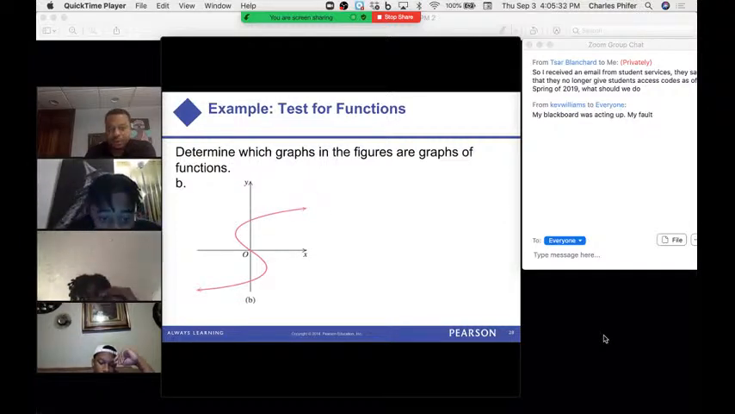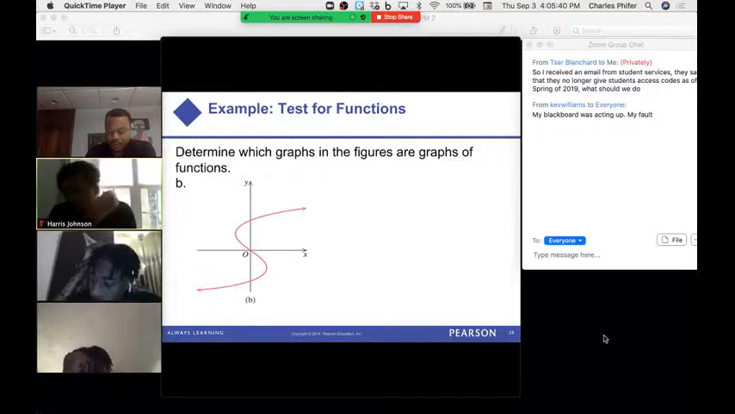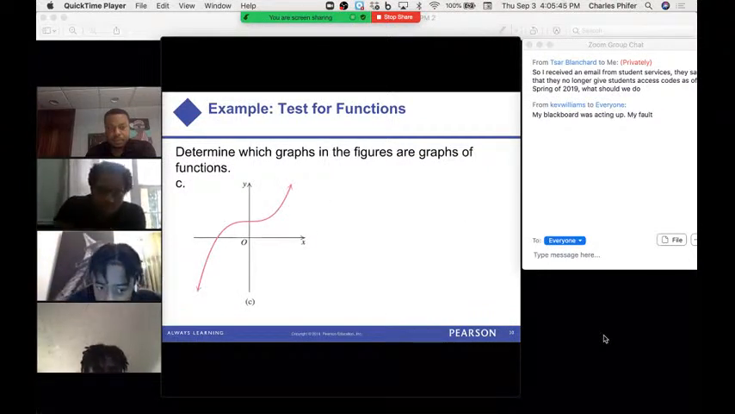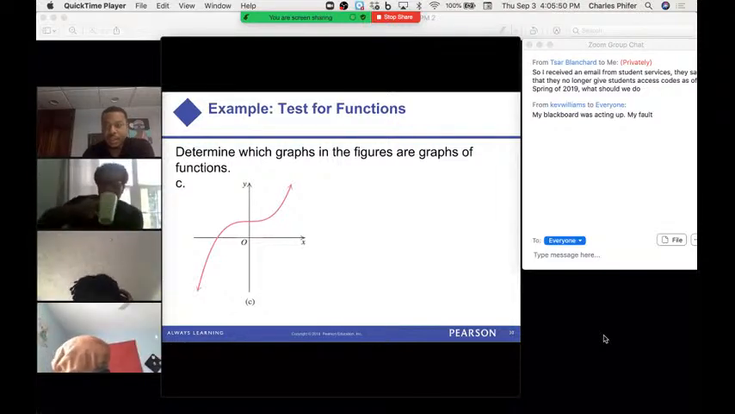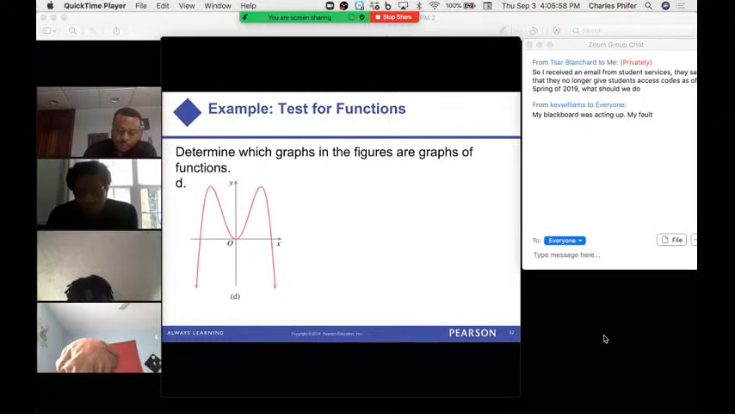Is this a function? Yes or no? No, right? It fails the vertical line test as well. Is this a function? Yes. Yeah, yes, this passes, right? No matter where we draw a vertical line, it touches it once. So this is a function. Same for this one. No matter where we place a vertical line, it only touches it once. So this one's a function as well.